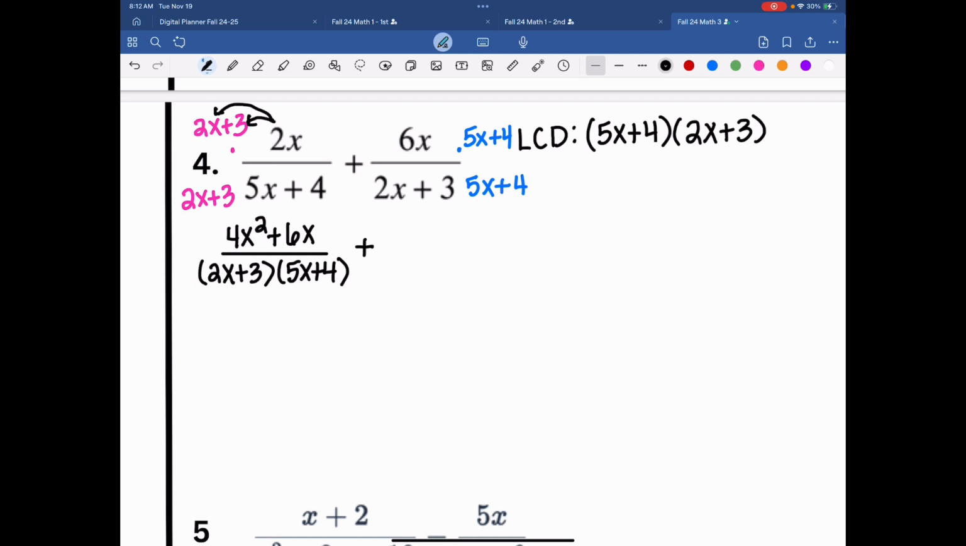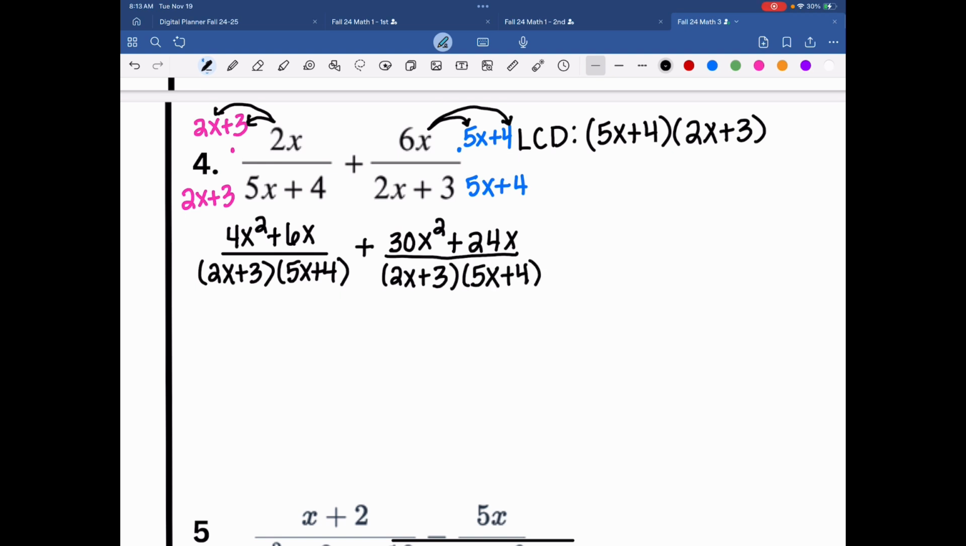Plus, so we're adding these, and we're going to distribute the 6x to the 5x and the 6x to the 4. So that's going to become 30x squared plus 24x. And that's all going to be over the LCD, which is again the 2x plus 3 and the 5x plus 4.